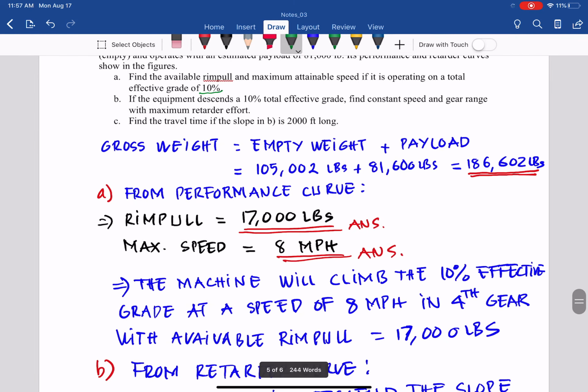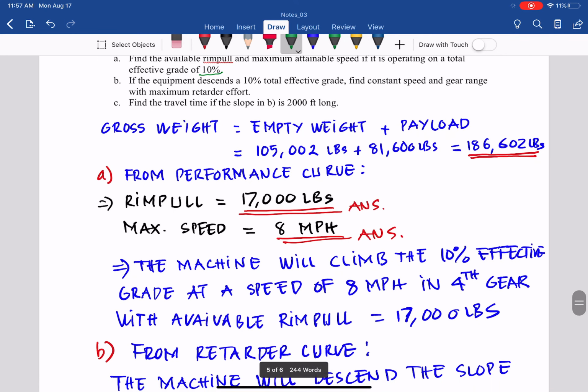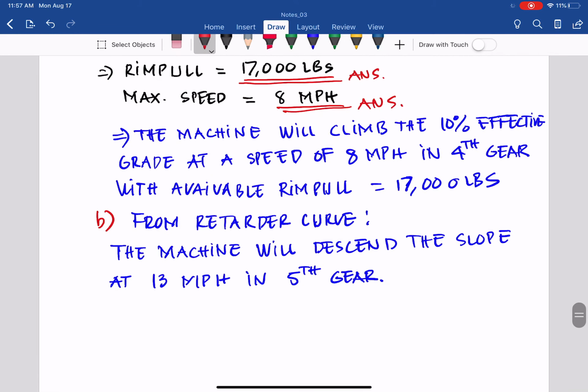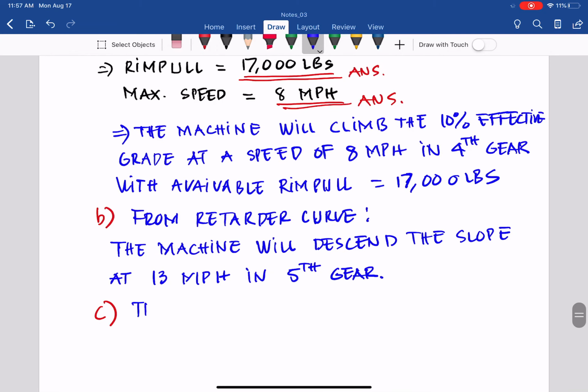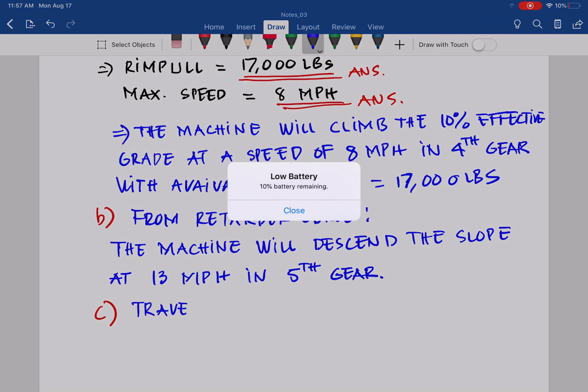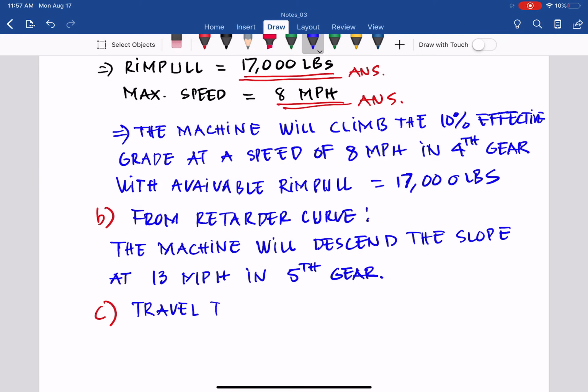The last one: find the travel time if the slope in B is 10,000 feet long. So that should be travel time. As you can see, at the beginning of today's class we were talking about travel time, but we could not do that until here. So travel time equals distance, which they give us, divided by V, which we found in the B scenario. The distance is 10,000 feet, so the V has to be in feet per minute.